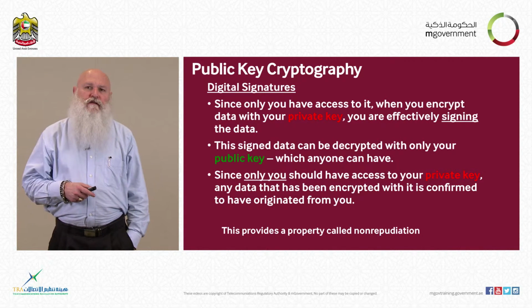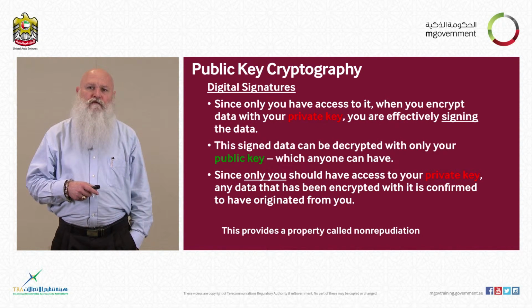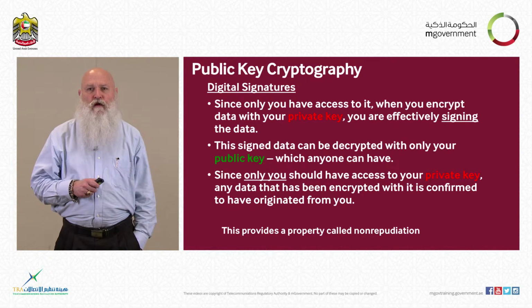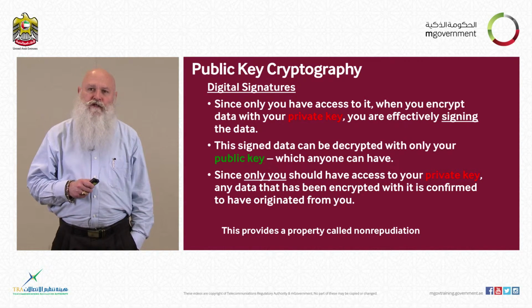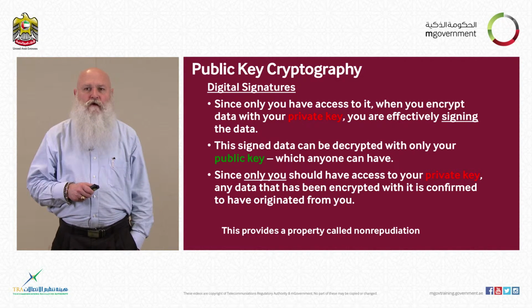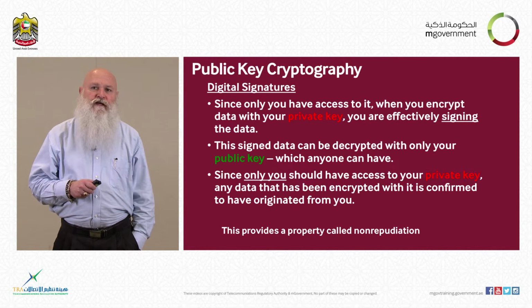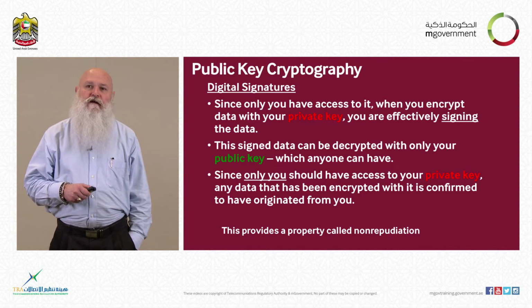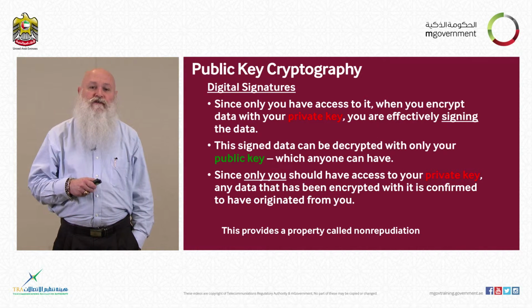By utilizing these properties of public and private key pairs, we can gain a couple of interesting benefits. First, when Alice encrypts a message with her private key, only she has the private key. Only she can encrypt with it. Anyone can decrypt it with her public key. Alice is effectively signing the message that she encrypts with her private key. This is called a digital signature.